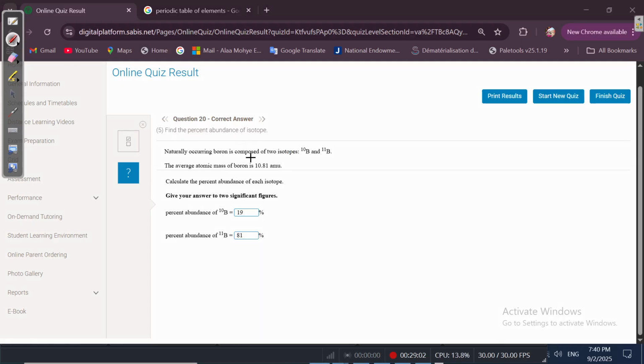Naturally occurring boron is composed of 2 isotopes, 10B and 11B. The average atomic mass of boron is 10.81 AMU. We need to find the percentage abundance. How do you do it? Let's say 10B has X, and let's assume the total of them is 100. So if 10 is X, 11 is 100 minus X. So again, we do the same step. So 10X plus 11 into 100 minus X, over 100, equals 10.81, which they already give you.